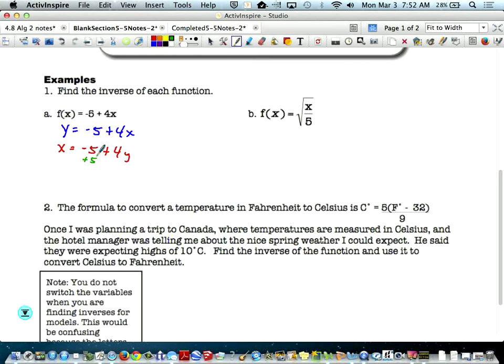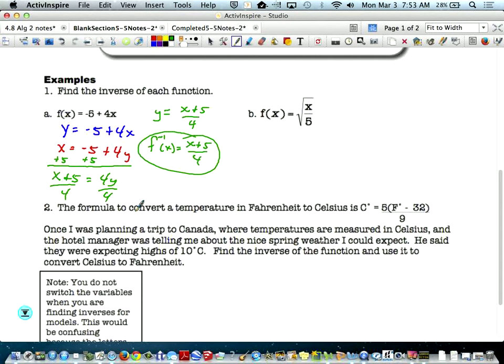So we can add 5 on both sides. So x plus 5 is equal to 4y, and divide by 4 on both sides. And I end up with, I'm going to write it up here, y equals x plus 5 over 4. But that's an inverse function, so that nobody's confused, let's write it with the inverse notation, f inverse x equals x plus 5 over 4. Now in pre-calc, we make students verify it, and you would do the work there, but right now we're not going to make you verify it.